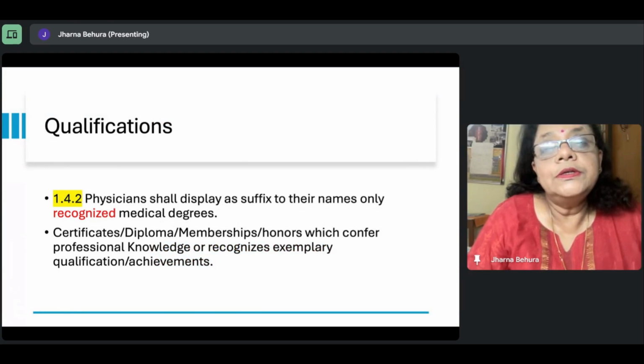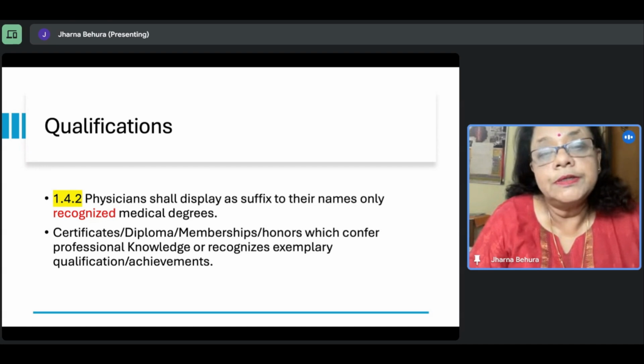The qualification. Physicians shall, as subject to the names, only recognize medical degrees. Certificates, diplomas, memberships, and honors which confer professional knowledge or recognize exemplary qualification and achievements can also be attached.